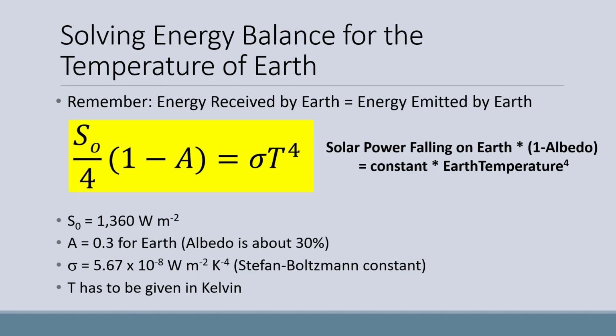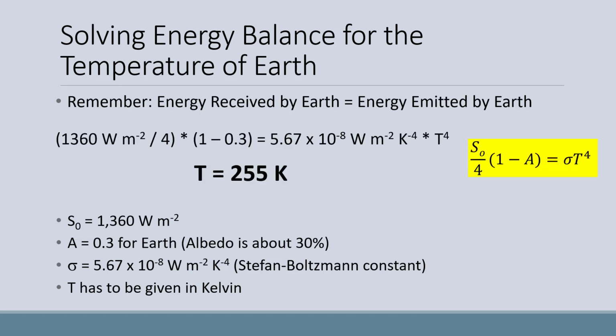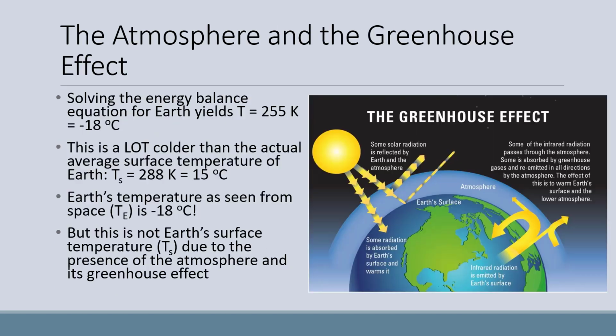Recall from a few slides ago that the Earth receives 1,360 watts per meter squared divided by 4, or 340 watts per meter squared, from the Sun. Then we have to multiply that by 1 minus the albedo of the Earth. The average albedo for Earth is about 0.3, so that term will be 1 minus 0.3. That will equal the Stefan-Boltzmann constant times Earth's temperature raised to the power of 4. If we plug all these terms in and solve it, we get an absolute temperature for Earth of 255 Kelvin.